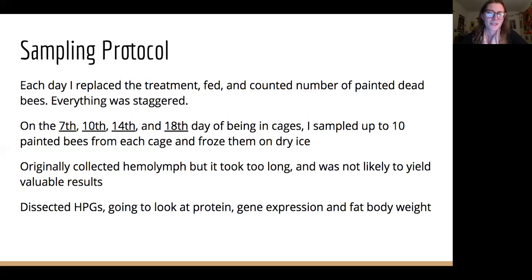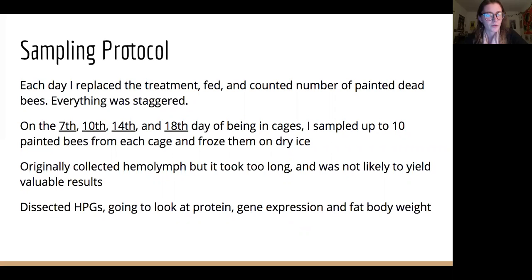But once they'd been in the cage for 7, 10, 14, or 18 days, on the 7th day, I came in and sampled 10 of the colored painted bees and put them on dry ice for later analysis. I did that on the 7th day for each cage, the 10th day, the 14th day, and after 18 days, I had run out of bees. I also had another group of painted bees that I didn't do anything with, so that I could count how long they had lived without sampling any of them, to get survival data and determine how long the different bees lived.